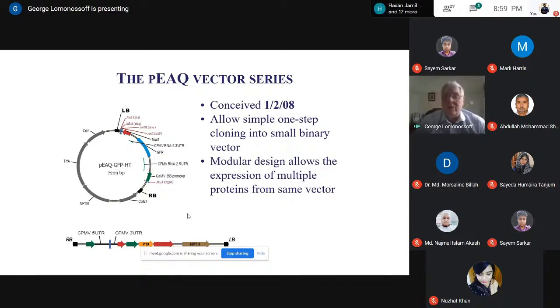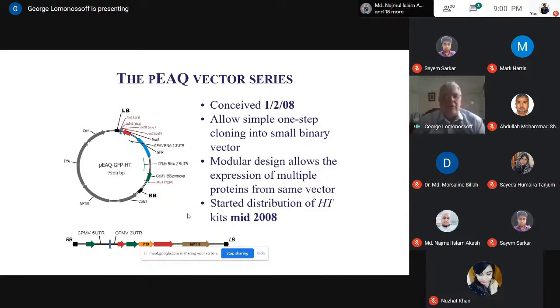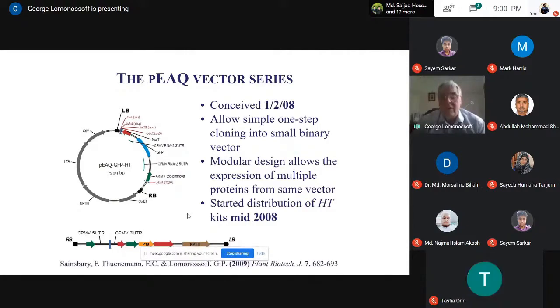But also, actually, you can co-infiltrate more than one vector, more than one thing at a time to get co-expression. And we actually have kits of these, so if anyone's interested, we actually distribute these kits for expression in plants. And what I find rather remarkable, these original peak vectors, which are now over 10 years old, are still very popular. I mean, we have some upgrades on them, but you know, vectors don't normally last 10 years, but these seem to have, because they're straightforward to use. And as I say, they are available if anyone's interested. And these were published back in 2009.